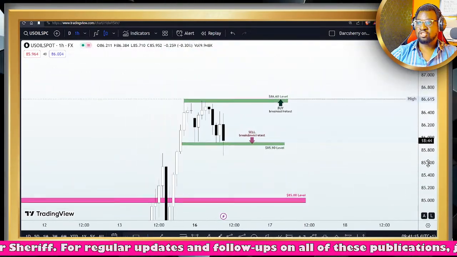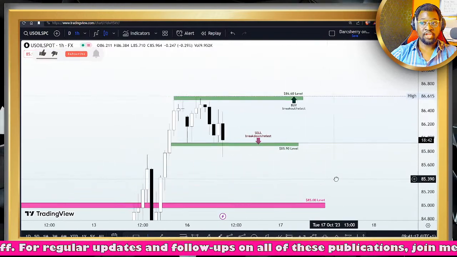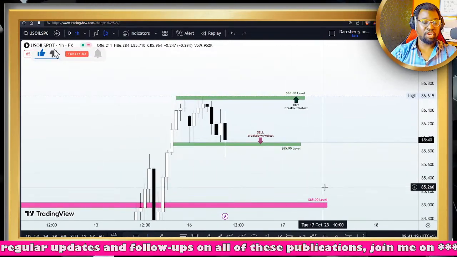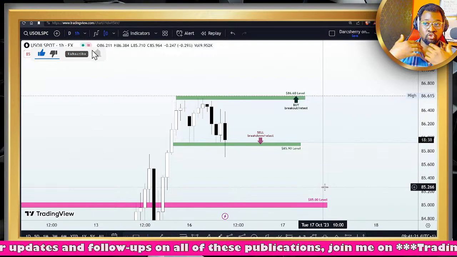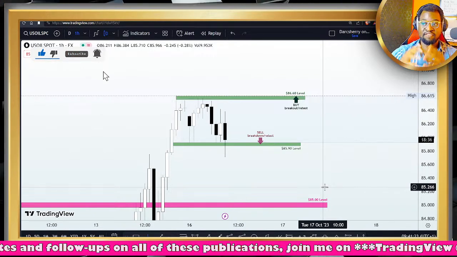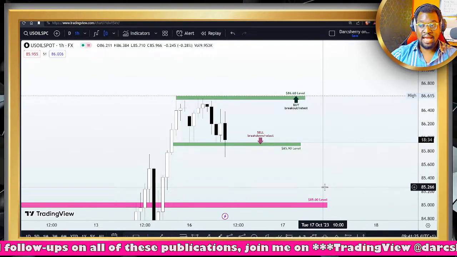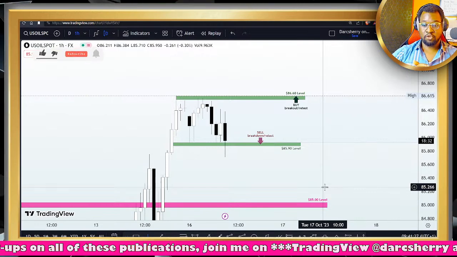Now, if you look at the structure here, this is what I shared on both my TradingView and Telegram platform. So for those who are with me on this platform, this is what you will have already, and this is how we are going to be planning for today.